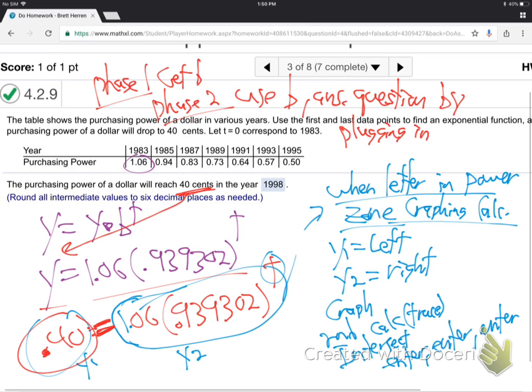I think once you get the hang of it, it is. I'm giving kind of worst case scenario here. So when the left side equals the right side, that's where they intersect, right? When y1 equals y2. So I'm trying to find that. How do you do it?